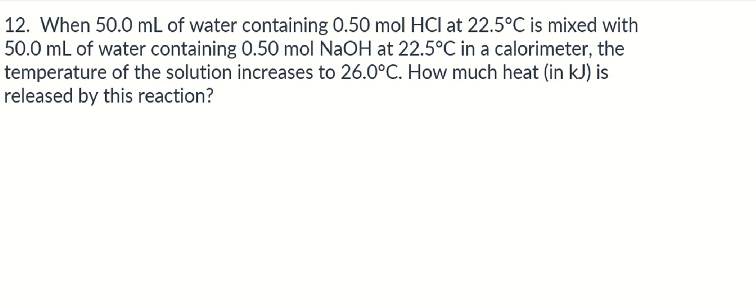Get your reps in. So we have another neutralization reaction here between hydrochloric acid and sodium hydroxide. In this case, we have 50 milliliters of hydrochloric acid, and that's at a starting temperature of 22.5 degrees Celsius. And we're going to mix that with 50 milliliters of sodium hydroxide base solution at that same temperature in a calorimeter.